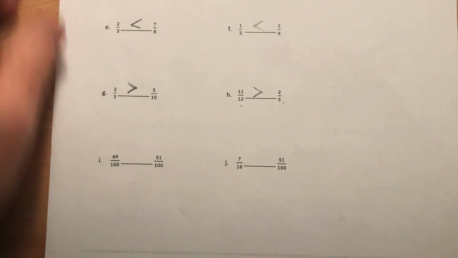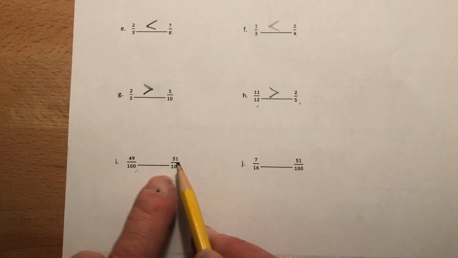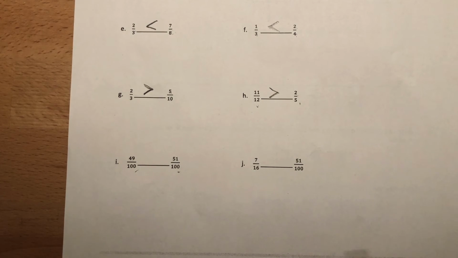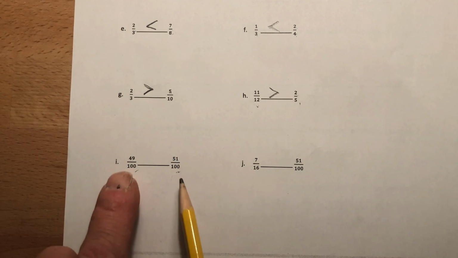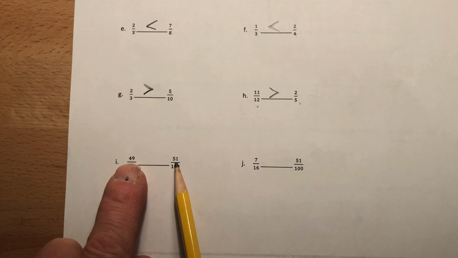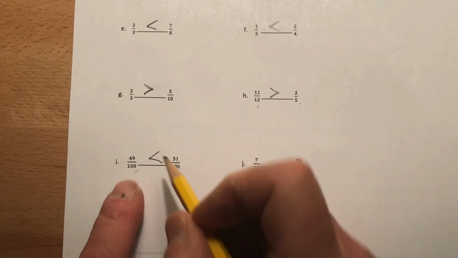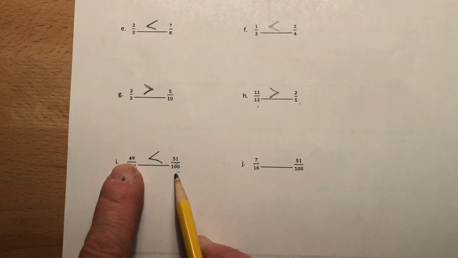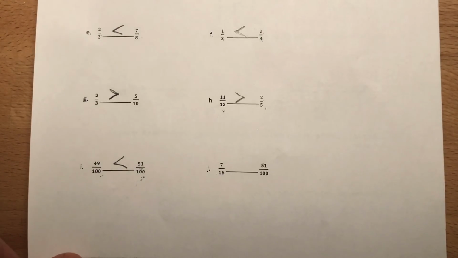So 11/12 is much greater than 2/5. And then here, check this out. 49 hundredths and 51 hundredths. Well, I can compare these because my denominators are exactly the same. So I just look at my numerators. 51 is greater than 49. This is comparing apples to apples. Can easily do that. 51 apples is greater than 49 apples. And then last one here.